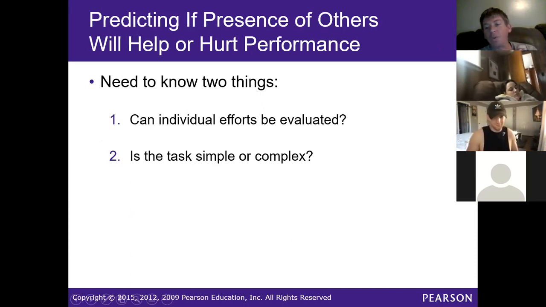So how do we predict if the presence of others will help or hurt performance? You need to know two things. We've already covered this. Can the efforts be evaluated? And is the task simple or complex? Then you can predict. So the first part is, can the individual efforts be evaluated? If you know that they can or cannot, that's going to determine whether social loafing or social facilitation will happen.